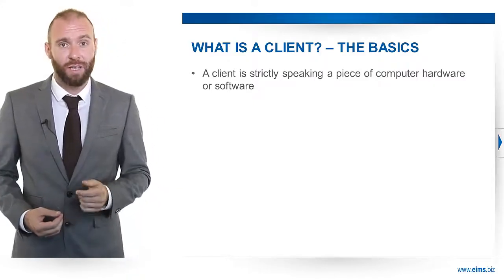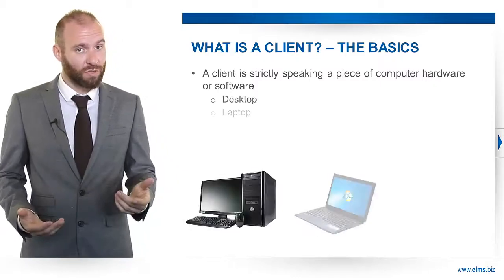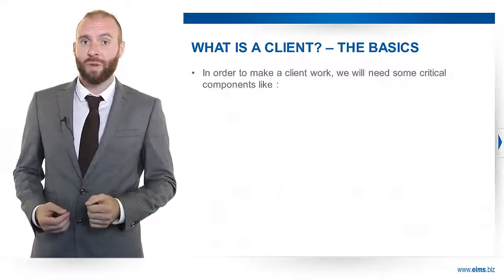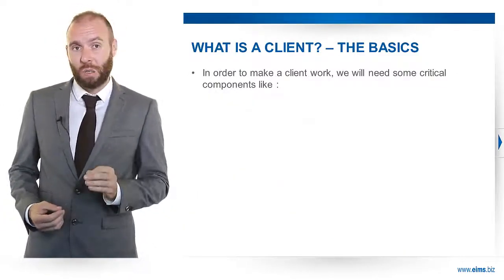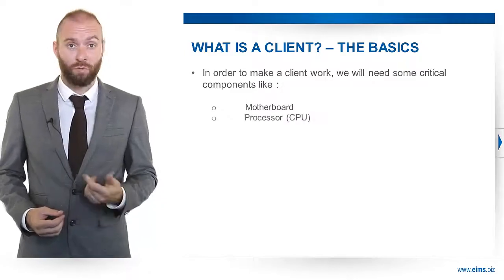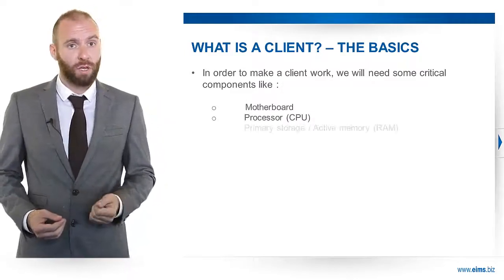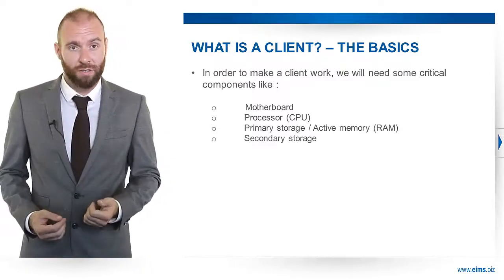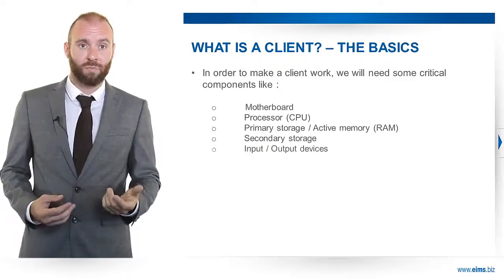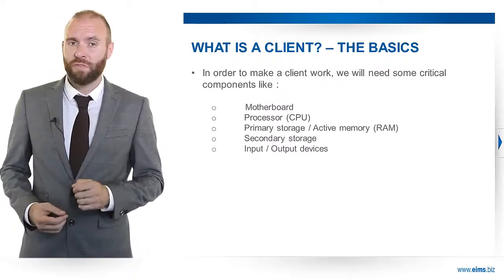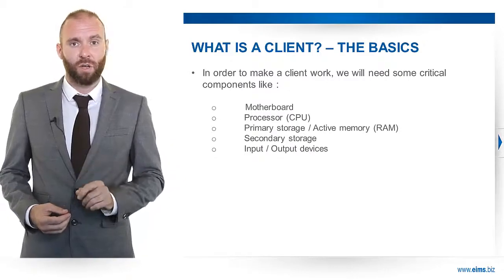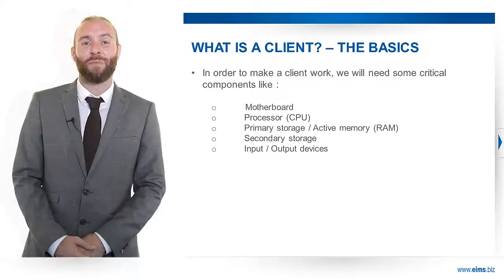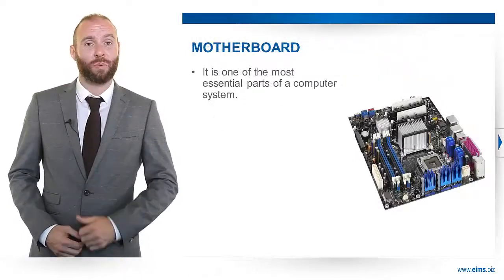So in other words, here we are talking about desktops, laptops, or mobile devices, like a smartphone for example. In order to make a client work, we will need some critical components like a motherboard, the processor, also called the CPU, primary storage or active memory, the RAM, secondary storage, and finally input-output devices. So before we explain the different kinds of clients we find on the market, let's detail a little bit those different components. A motherboard is one of the most essential parts of a computer system.